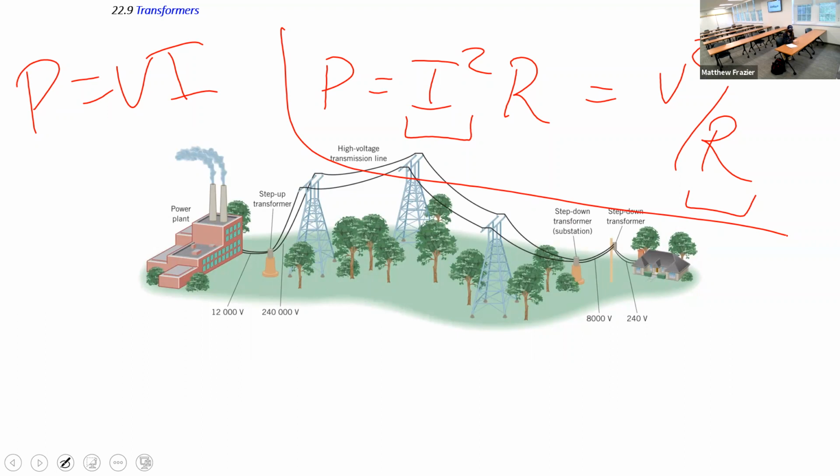All right. So let's say we increase R. R goes up. I can go down. V can also go down. If it does, I goes down more. That's what I was thinking. Yeah. Okay. That's what I was trying to articulate.